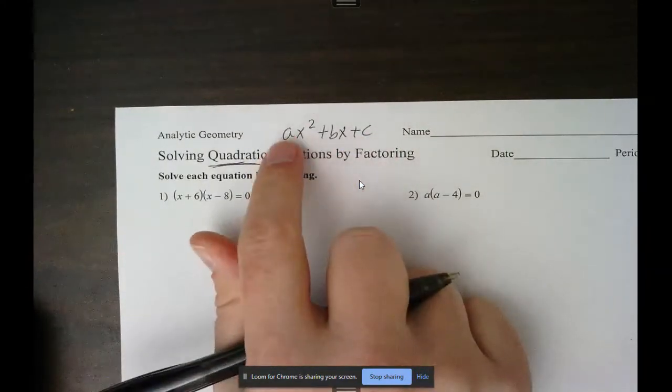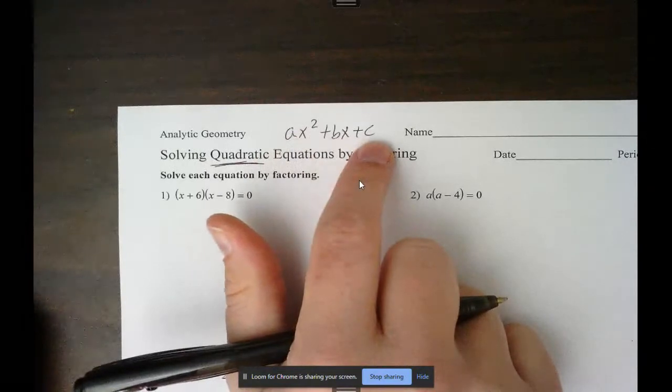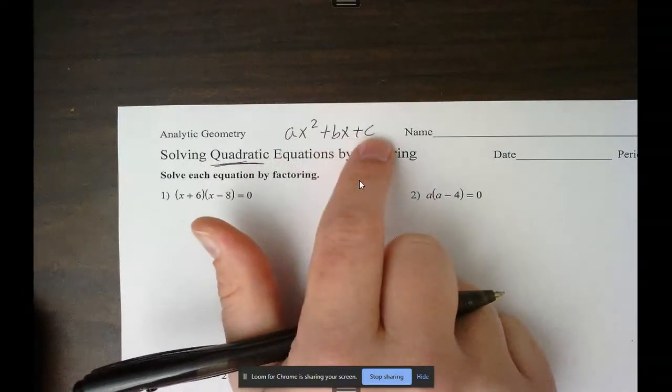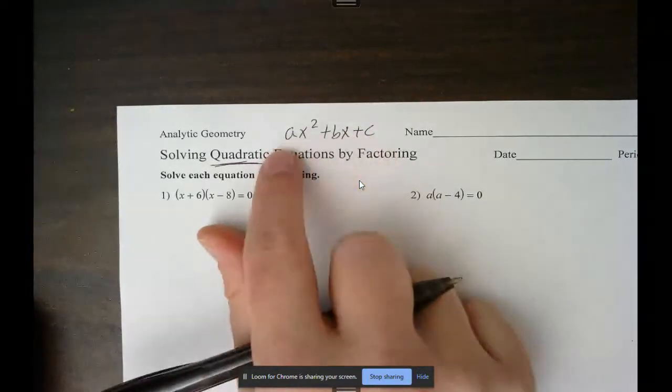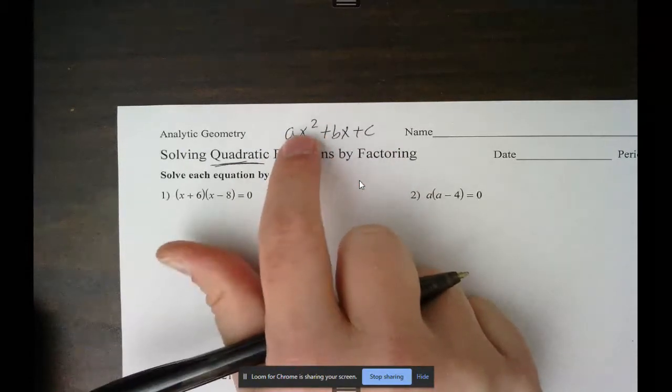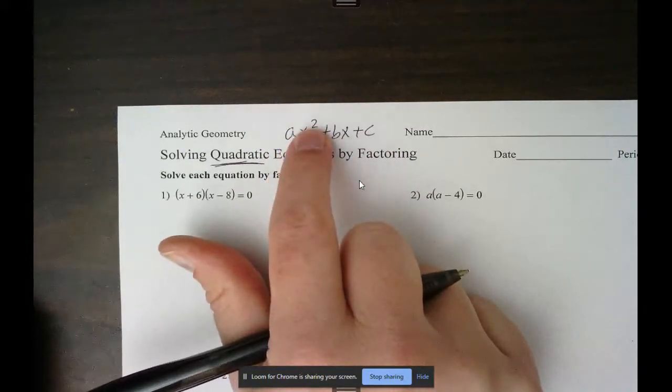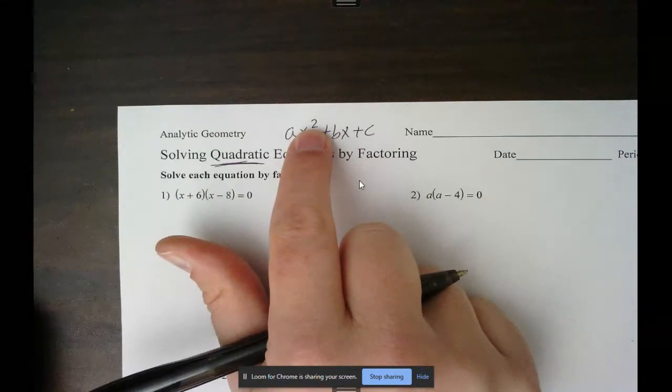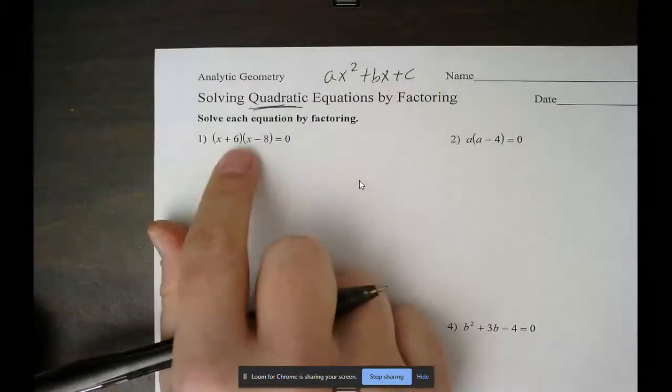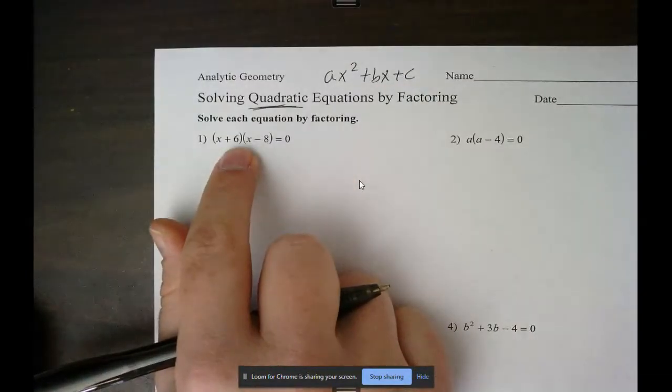Now, you could have all 3 of these terms, okay, but you don't have to have these last 2 for it to be quadratic. As long as you have the x squared, as long as x to the second power is your biggest exponent, okay, variable to the biggest exponent, that's considered a quadratic equation. Does that make sense?